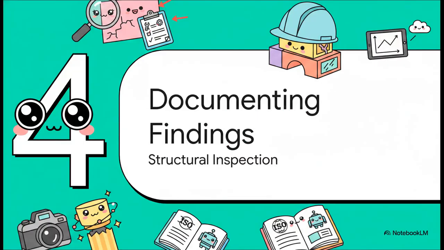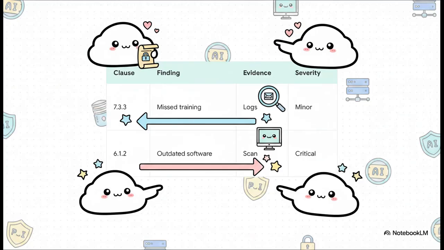Next up, Section 4, documenting findings and nonconformities. This is our structural inspection phase. So here in the structural inspection phase, as an auditor, you have to link specific real-world findings directly to ISO clauses. This structured approach removes literally all ambiguity.